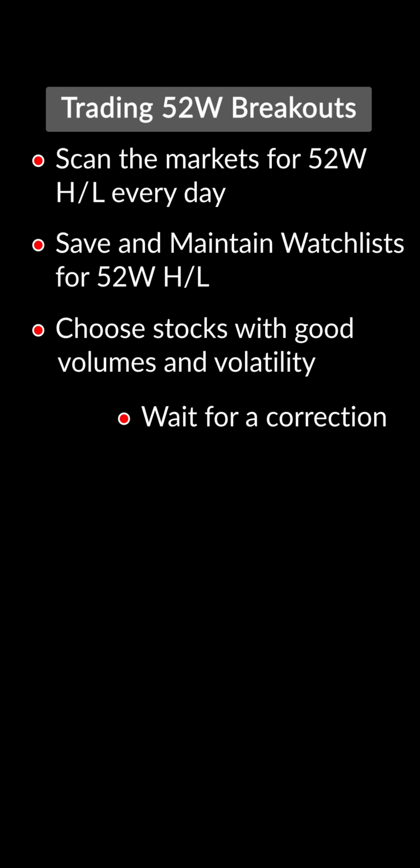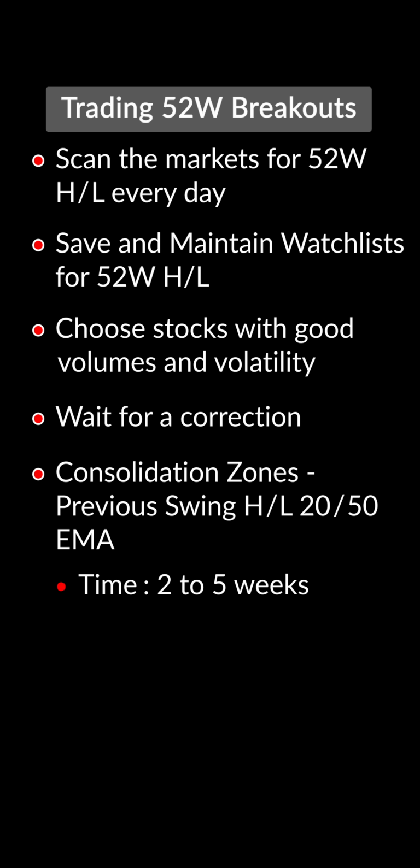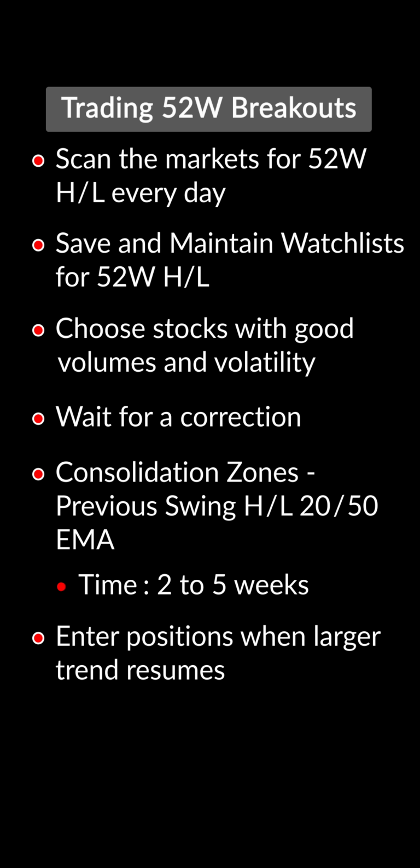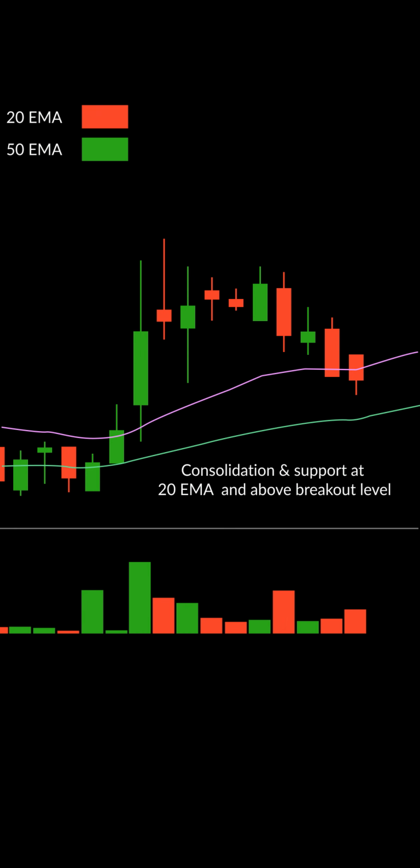And now here begins the waiting game. We now wait for a correction in our stock. These stocks can go through periods of consolidation and find support near their previous swing highs and lows or near the 20 or the 50 EMA. I have seen this phase last generally from 2 to 5 weeks.